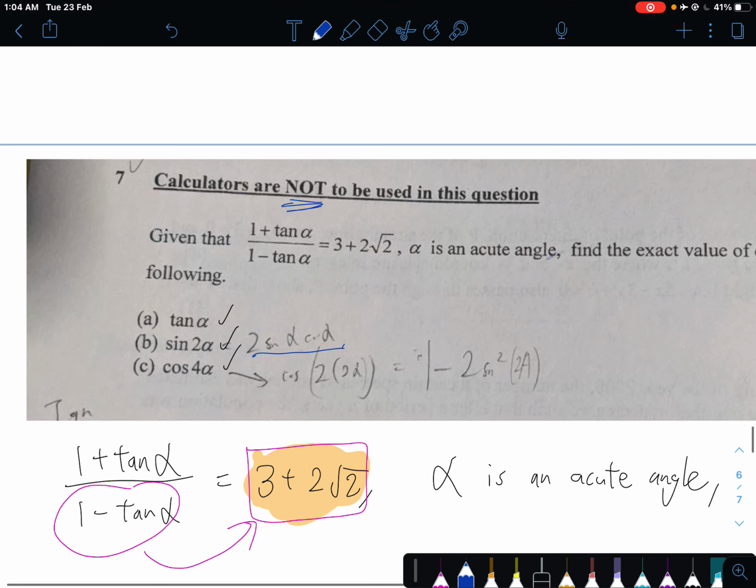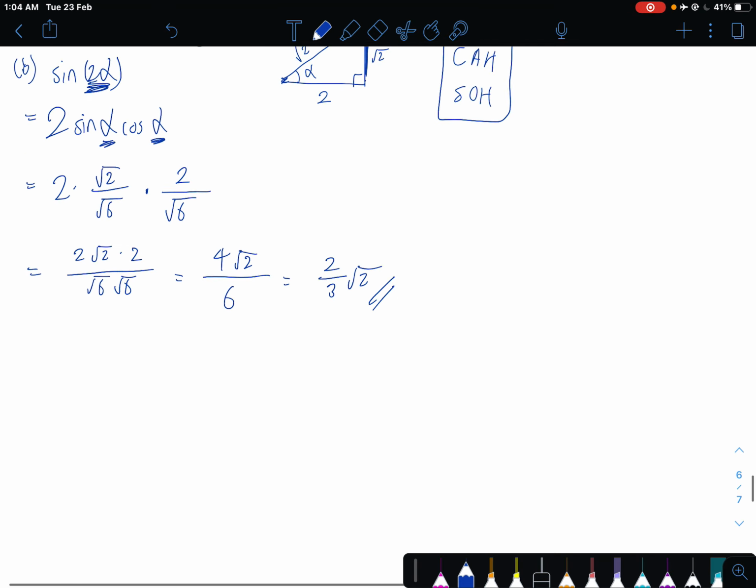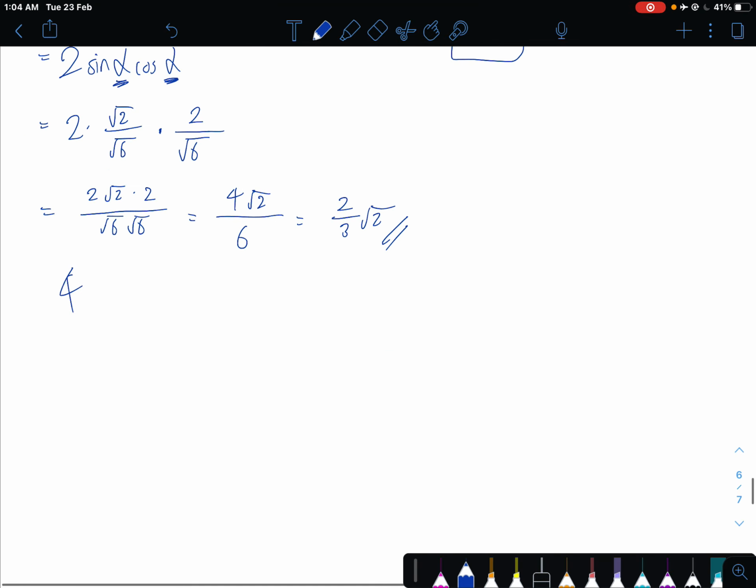Let's take a look at part C, cosine of 4 alpha. Now in this case, cosine of 4 alpha, you can see that actually it's just the double of a double. Right? Because 4 is really 2 times 2. It's like you double one time and then you double a second time. It's like using the double angle twice. Right? Let's take a look.